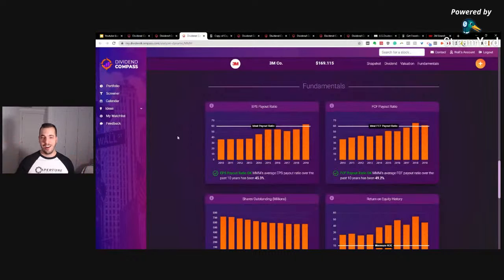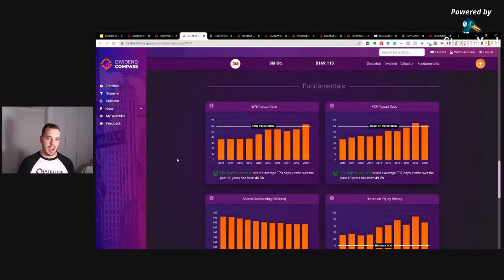Here's all the financials, all the fundamentals, and their history over the last 10 years. And this is where you can dig a little bit deeper. For example, the payout ratio. At the moment, it's actually almost 70%. That's the latest payout ratio. But we can see that it's been rising over the last few years. From 2010 until 2013, 2014, it was less than 50%. That's a really nice payout ratio. In fact, the average payout ratio is 45%.